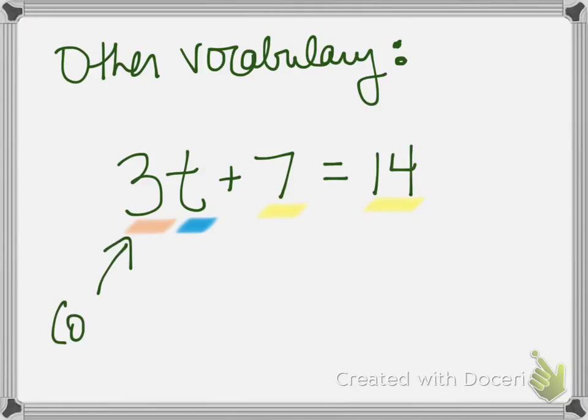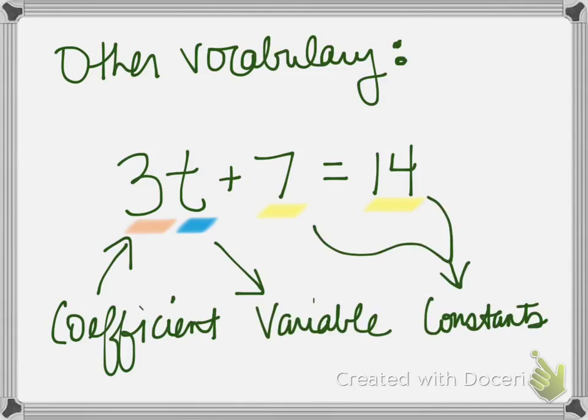Other vocabulary you need to know. Here's an equation, 3t plus 7 equals 14. The number that is attached to a letter or a variable are always called coefficients. The letter is the variable. If a number is by itself, or as I say, single, those are the constants. Coefficients and variables usually are married to each other when they're written side by side.